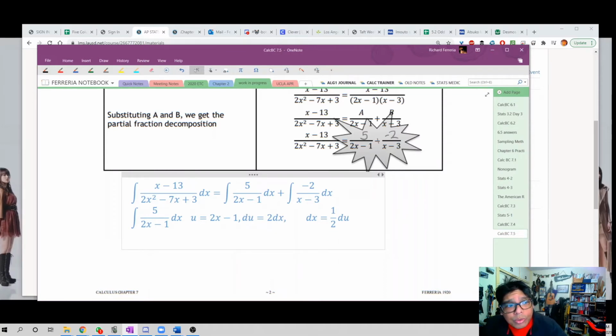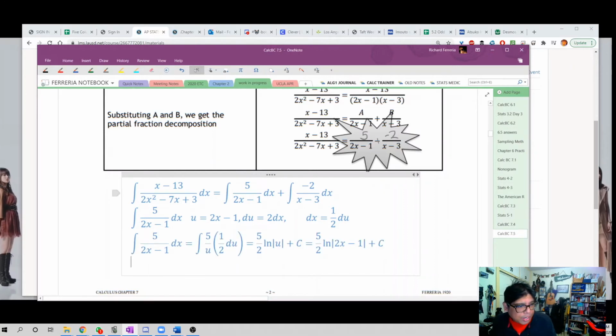In order to integrate this first partial fraction, we're going to have to use a u substitution because we have 2x minus 1 on the denominator. So if u is 2x minus 1, du will be 2 dx. Solving for dx, we get dx is going to be half of du. Now we're going to substitute. This is the substitution method.